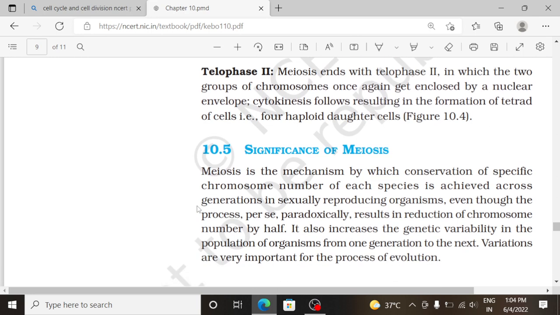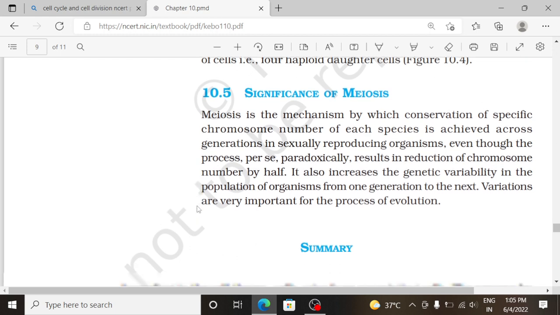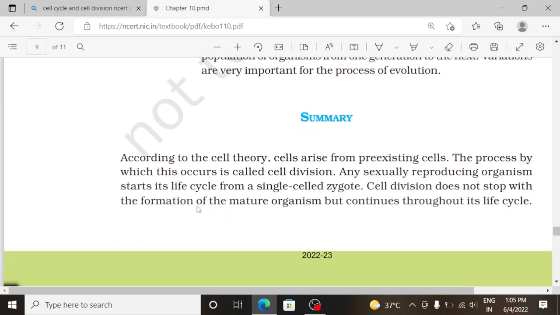Significance of meiosis. Meiosis is the mechanism by which conservation of the specific chromosome number of each species is achieved across generations in sexually reproducing organisms. Even though the process per se paradoxically results in reduction of chromosome number by half, it also increases the genetic variability in the population of organisms from one generation to the next. Variations are very important for the process of evolution.